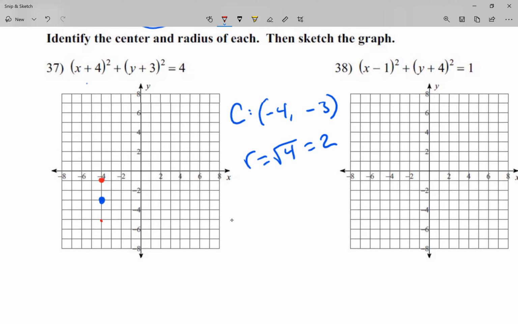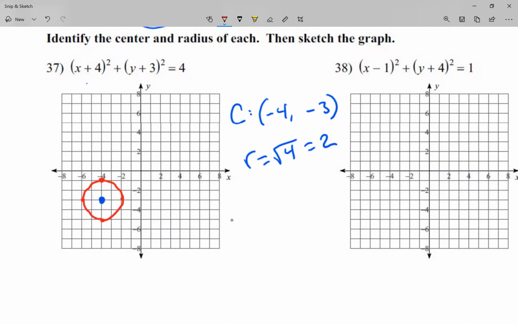From the center, let me go 2 down. From the center, let me go 2 to the right. And from the center, let me go 2 to the left. Right, the radius was 2. So I went 2 each direction from the center. Now those 4 points are going to give me a very good idea how the circle is going to look like. Freestyling is kind of hard to draw circles, so that's the best that I can do. That's it. That's my circle.